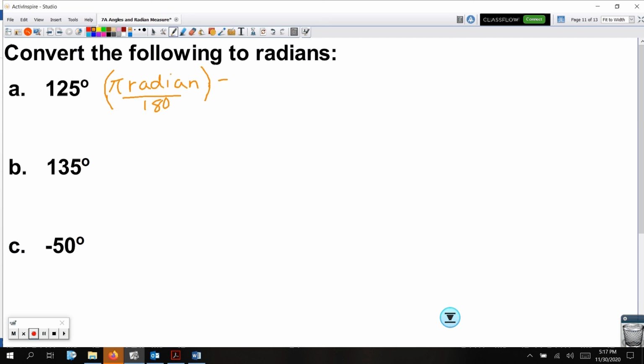What I want you to put in the calculator, because you can't put pi radians in the calculator, is really just 125 over 180. And make sure you reduce that. You will lose points, major points, if you do not reduce these terms in radians, okay? So you should get 25 over 36. And now make sure your final answer has pi in the numerator. Okay, 25 pi over 36 is radians of 125 degrees.